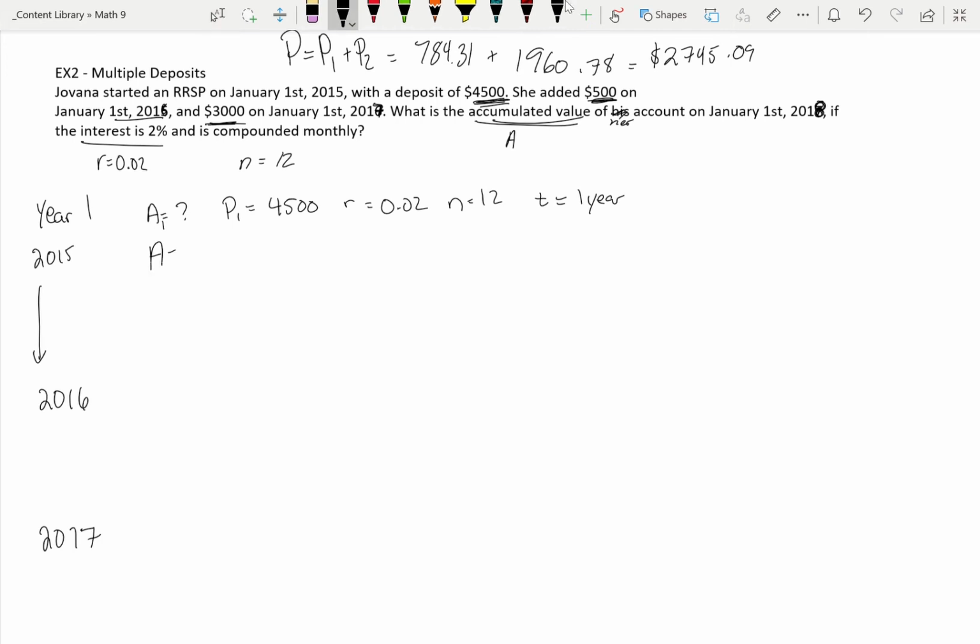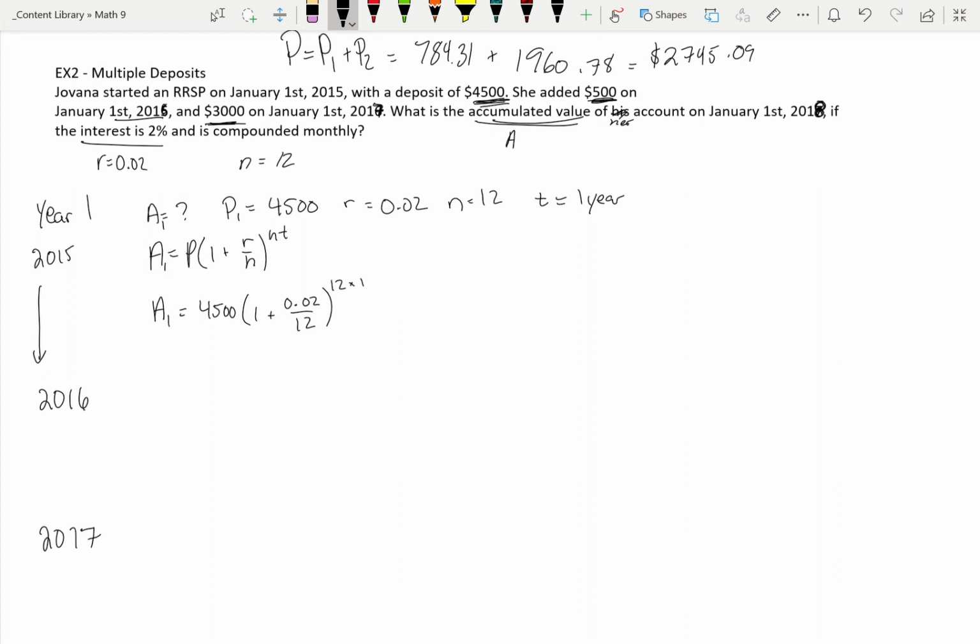So I'm going to use my A is equal to P times 1 plus R over N to the NT. And I'm going to solve for A1. So I have 4,500 times 1 plus 0.02 over 12, and then it'll be 12 multiplied by 1.